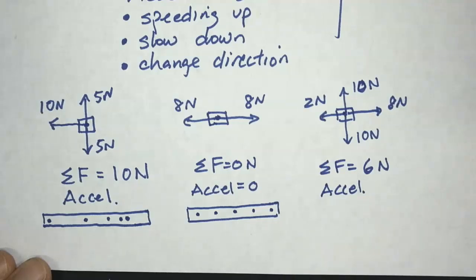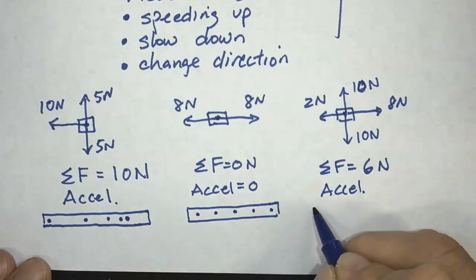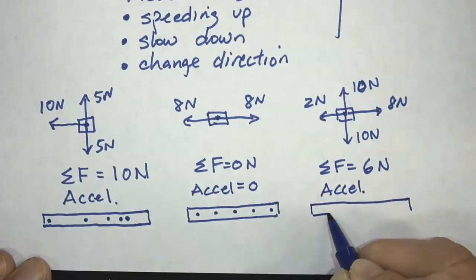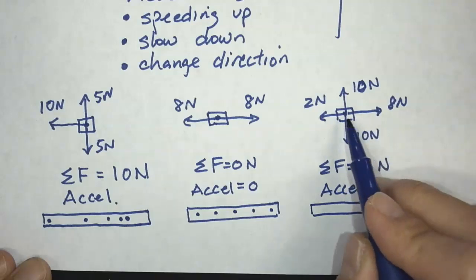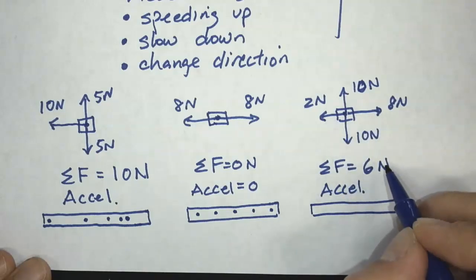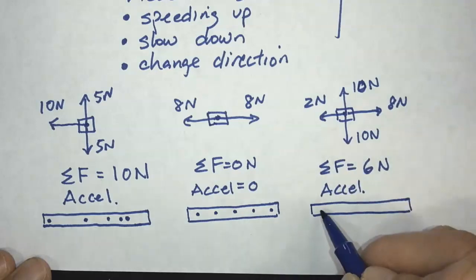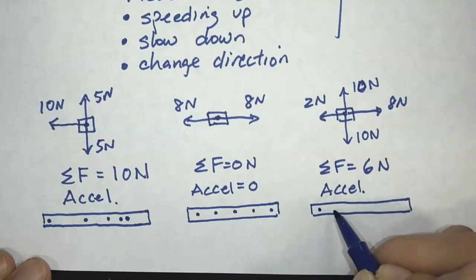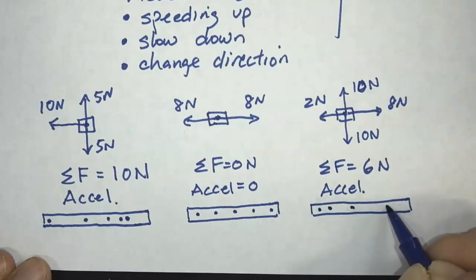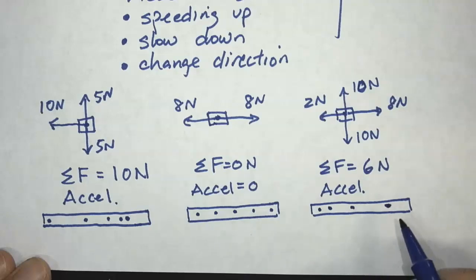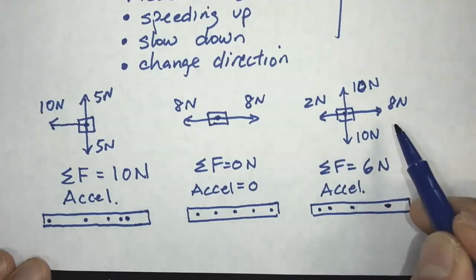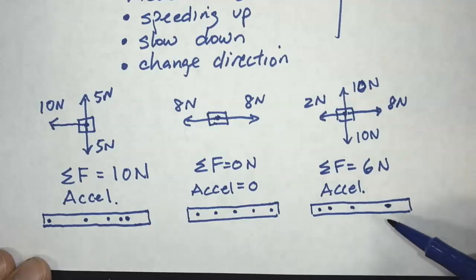Will it speed up or slow down? Well, it depends on the direction that it's moving. So let me create a motion map here. The net force is 6 newtons to the right. So if it's moving to the right, going in the direction of the net force, it's going to speed up. These dots are going to get further and further apart. If it's going to the left, in the opposite direction of the net force, it'll slow down. So this motion map also works for this. If it's moving to the left, it's going to slow down.